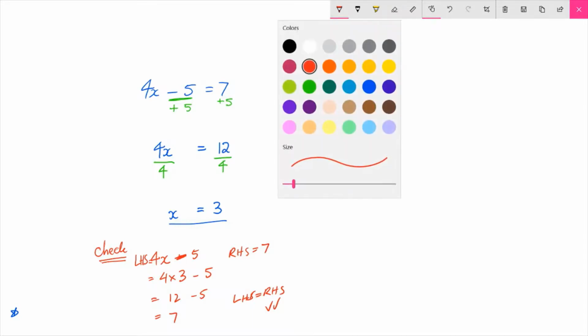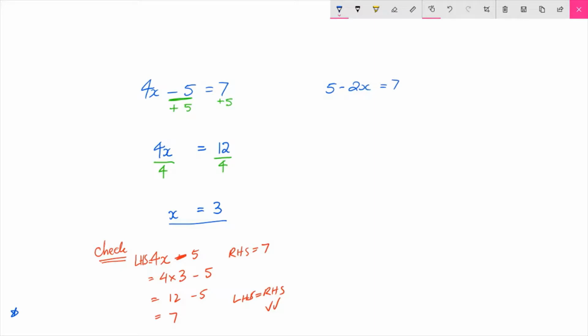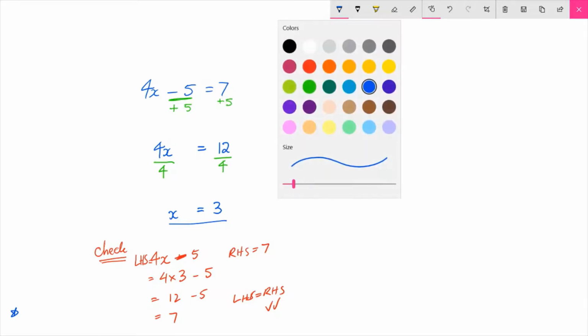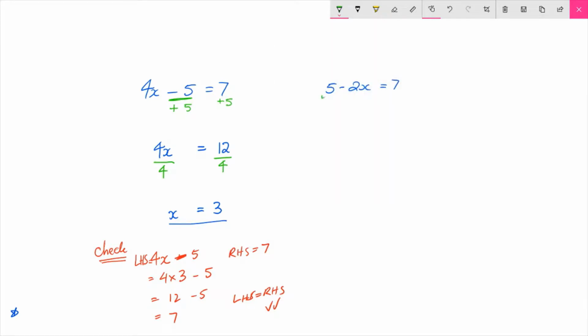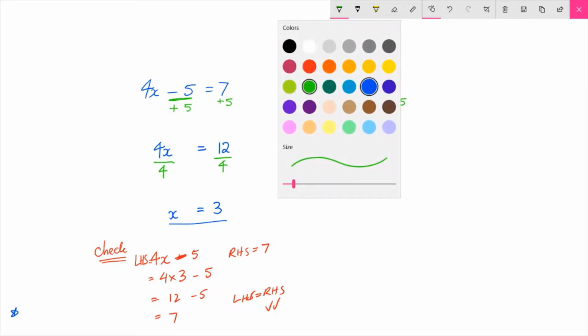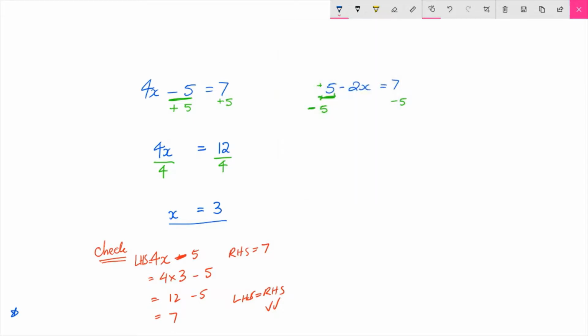Let's have a look at the second example. We've got 5 minus 2x is equal to 7. So the first thing we need to get away from the 2x is this 5. Now you've got to remember there's an invisible positive in front of that 5. So to take that 5 away from the left-hand side, we're going to have to subtract the 5, and we're going to have to subtract it from both sides. So on the left-hand side, after we've subtracted the 5, we're left with negative 2x is equal to 2.